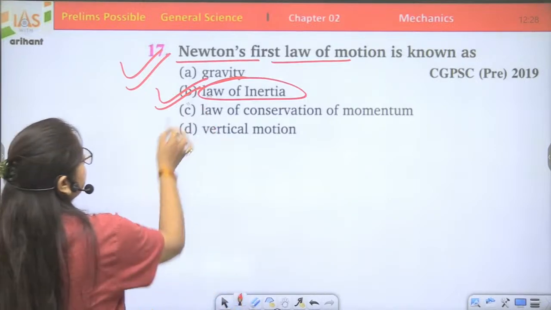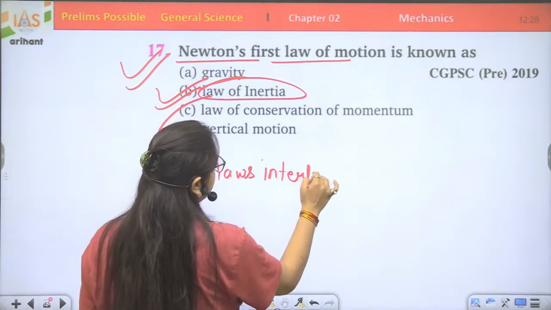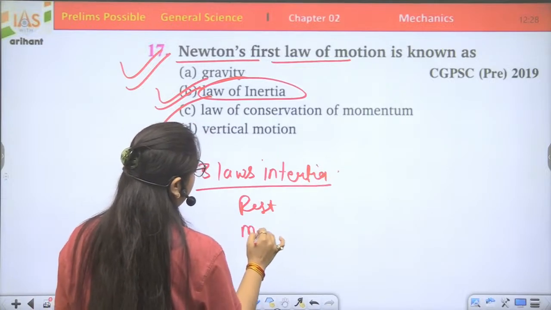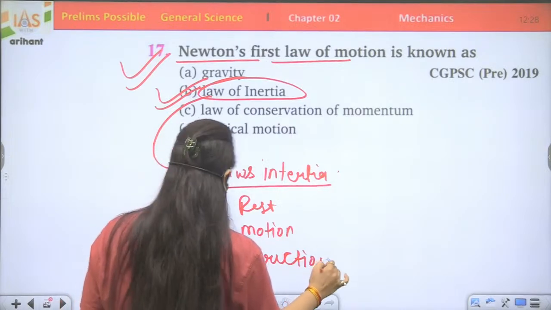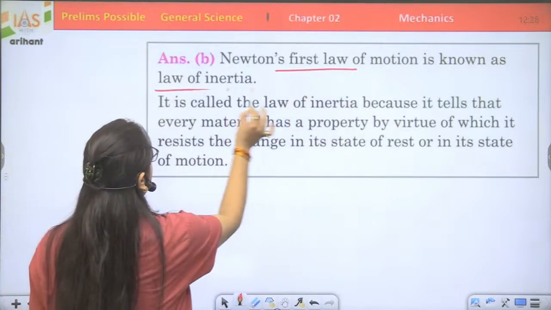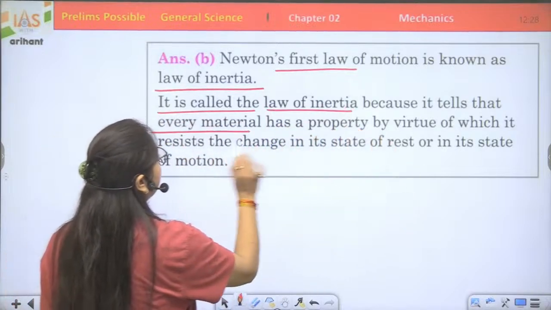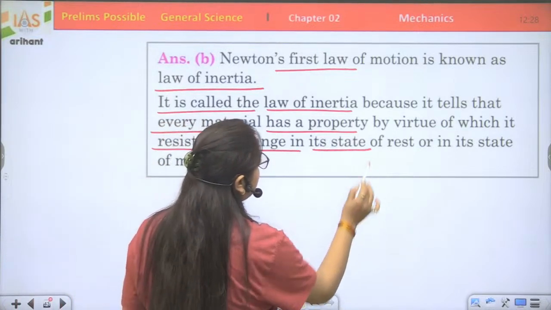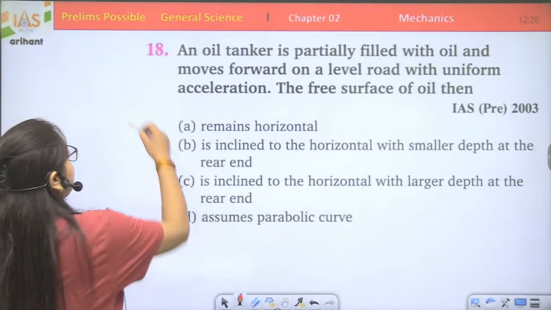And there are also three laws of inertia: inertia of rest, inertia of motion, inertia of direction. Newton's first law of motion is known as the law of inertia. It is called the law of inertia because it tells that every material has a property by virtue of which it resists the change in its state of rest or in its state of motion, right? Question number 18.